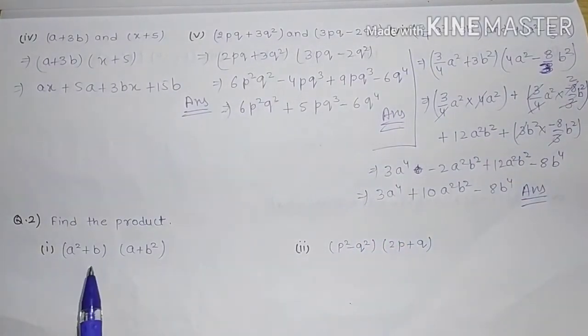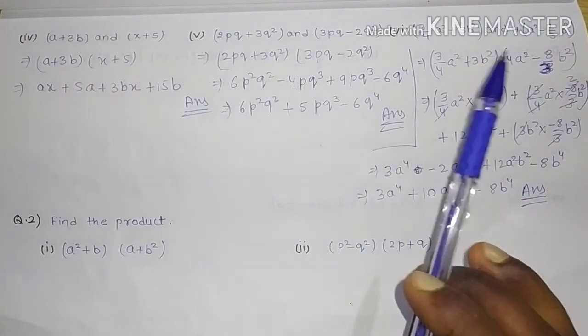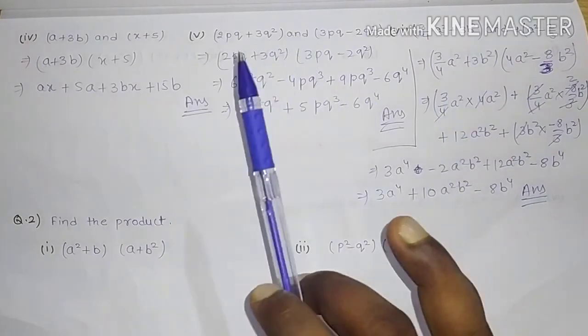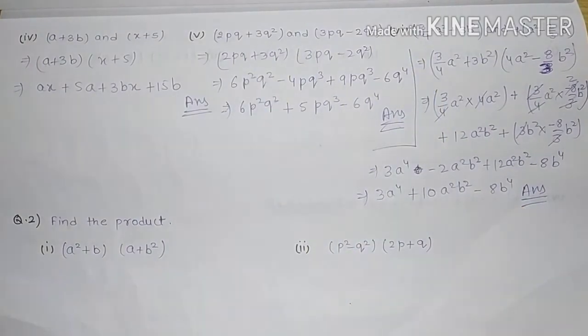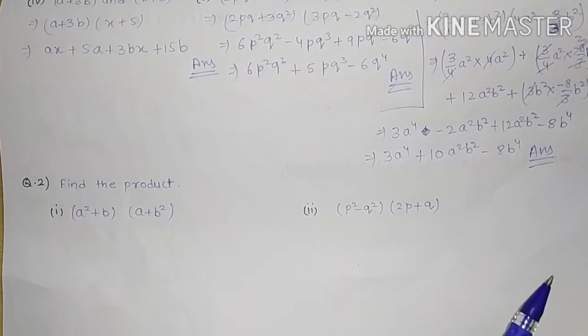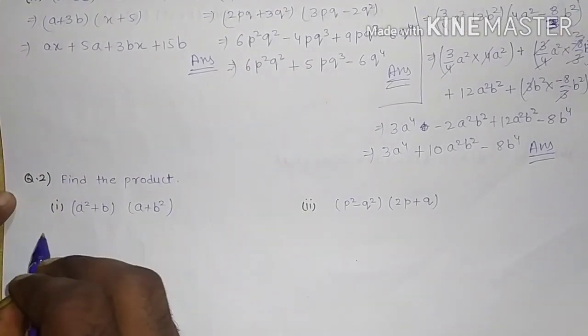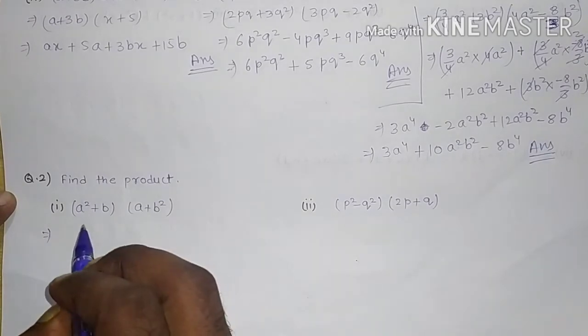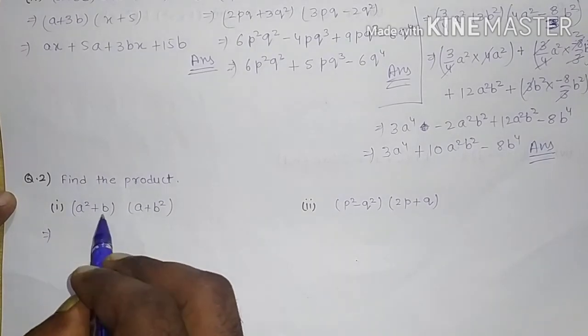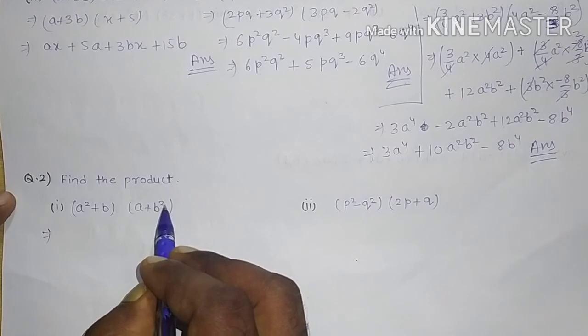Now this is the complete solution of question number 1. There are 6 questions. So the next question, that is question number 2. Find the product. Again we have to multiply. So (a² + b) and (a + b²).